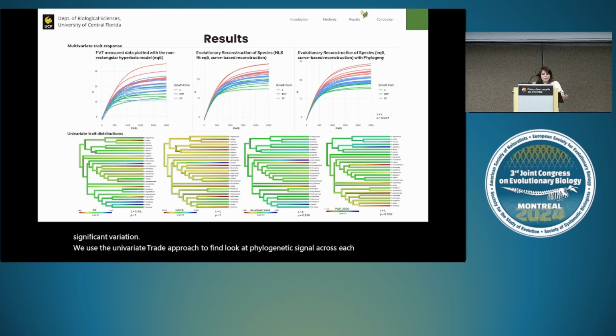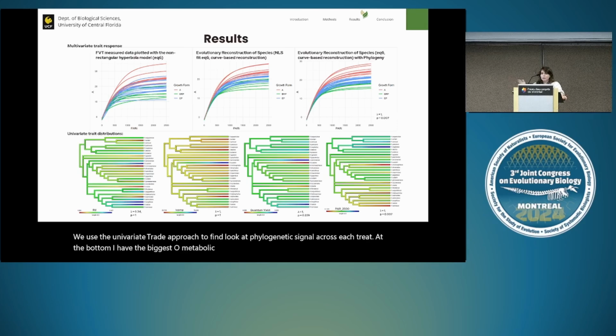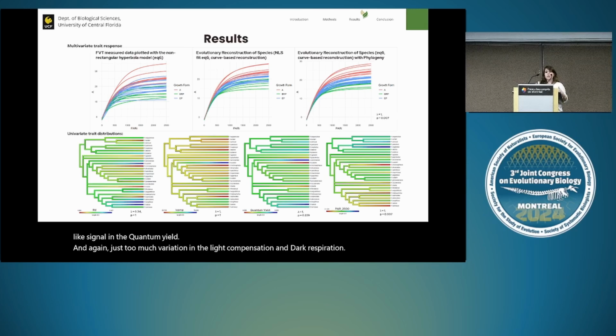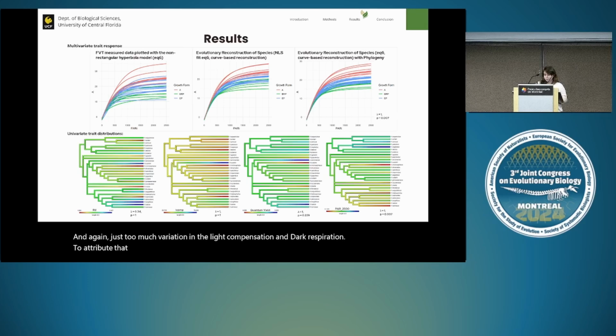At the bottom, I have from left to right: basal metabolic rate, light compensation, quantum yield, and maximum assimilation. We only saw significant phylogenetic signal in the maximum assimilation value, but we did see some pretty moderate signal in the quantum yield, and again, just too much variation in the light compensation and dark respiration to attribute that variation to phylogeny.